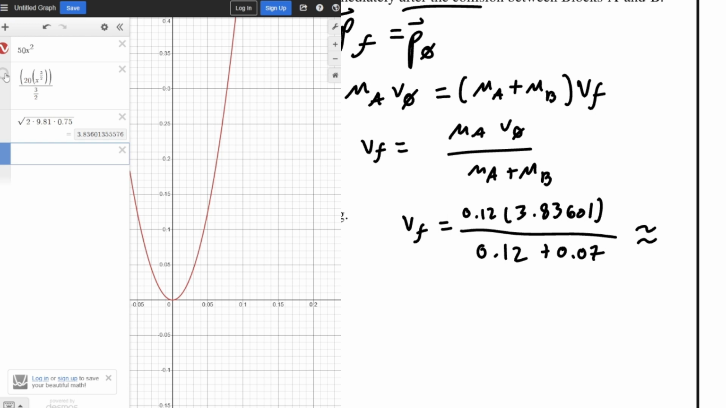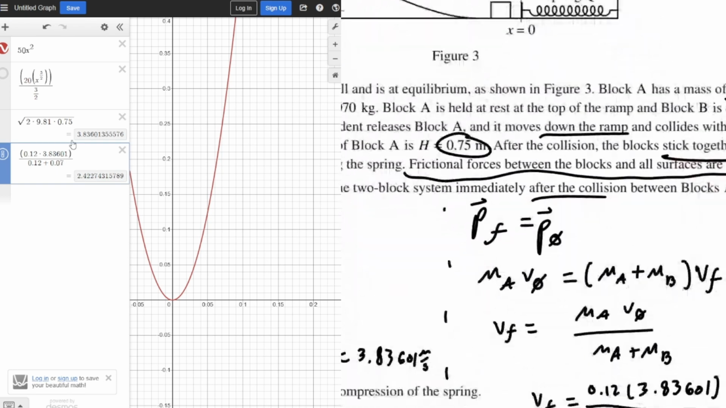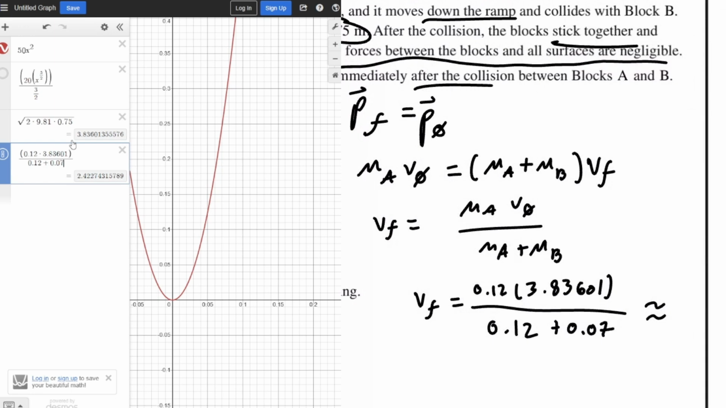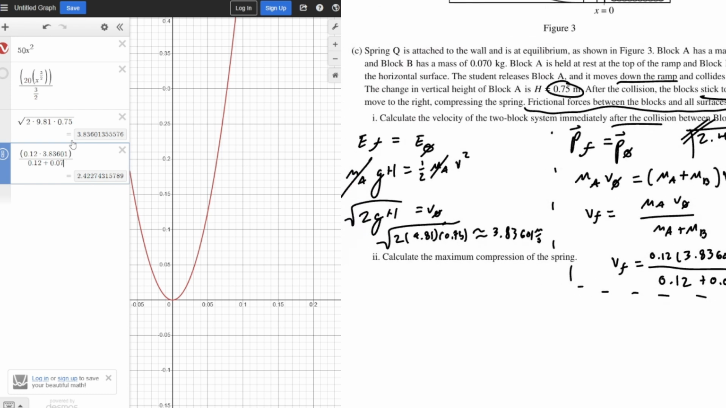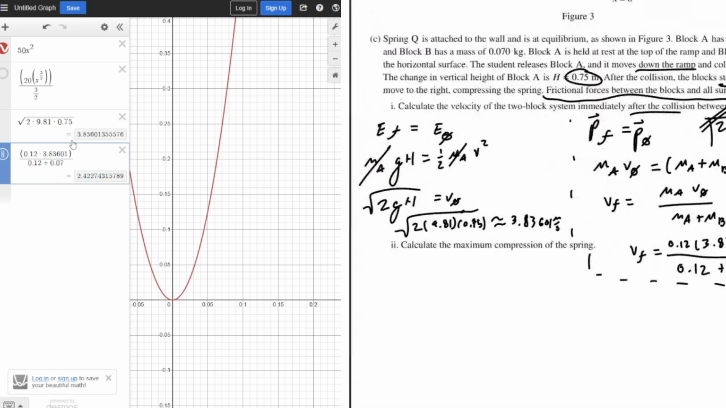So we're going to go ahead and do that. 0.12 times 3.83601 divided by 0.12 plus 0.07. And that gives us a final velocity, I'm going to put it up here, of 2.4227 meters per second. And you can leave that as your final answer. That's all this question wanted, because it says immediately after the collision, we can stop there.